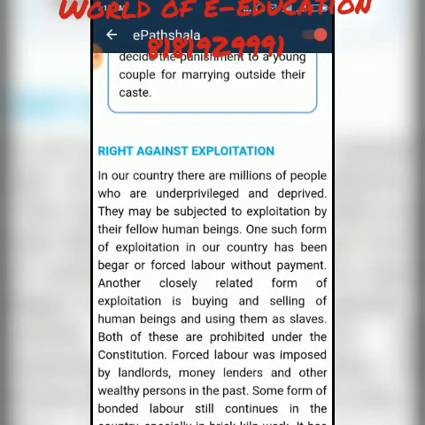Right against exploitation. In our country there are millions of people who are underprivileged and deprived. They may be subjected to exploitation by their fellow human beings. One such form of exploitation in our country has been beggar or forced labor without payment. Another closely related form of exploitation is buying and selling of human beings and using them as slaves. Both of these are prohibited under the Constitution.